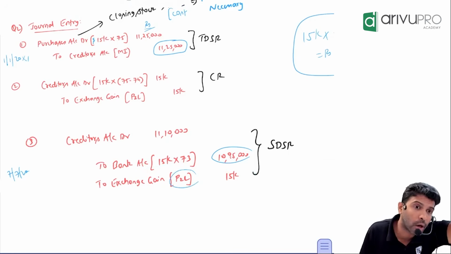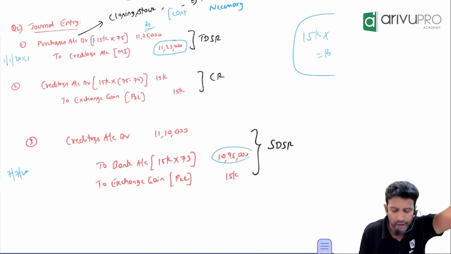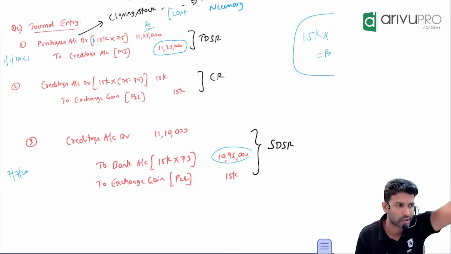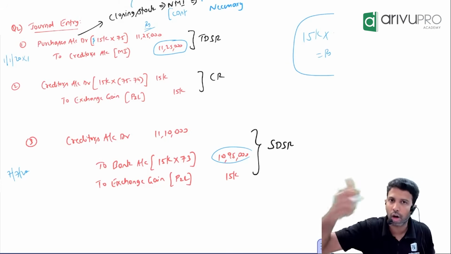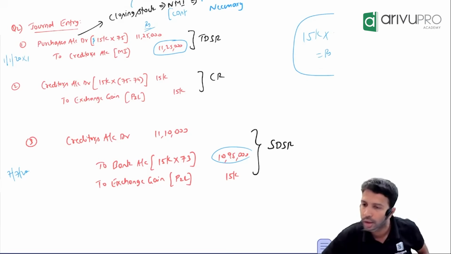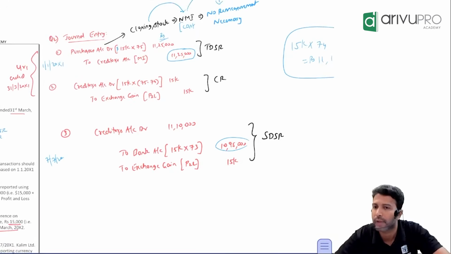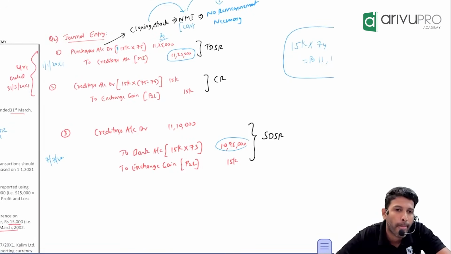It relates to a monetary item. Monetary item forex gain or loss always goes to P&L. You can keep this as a thumb rule. There's one exception to that, which I'll tell you. But otherwise, all monetary item gains and losses go to P&L. That's it. Easy.